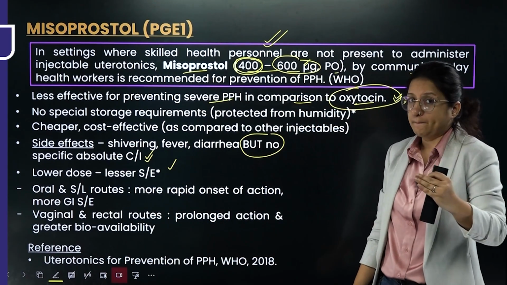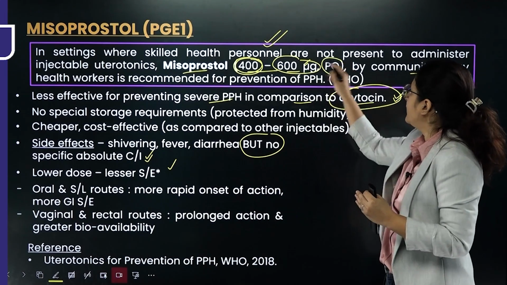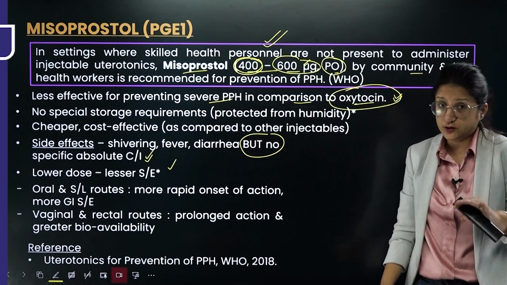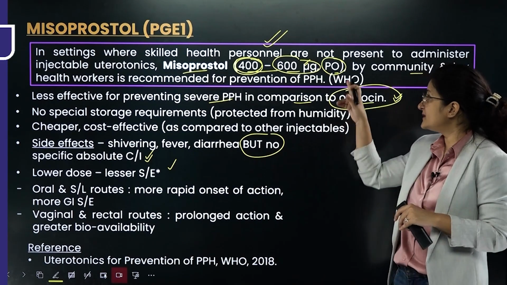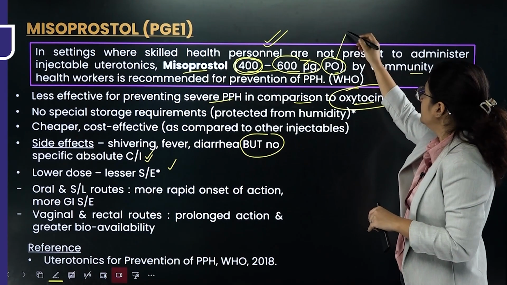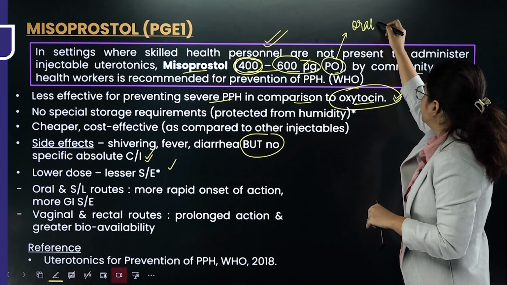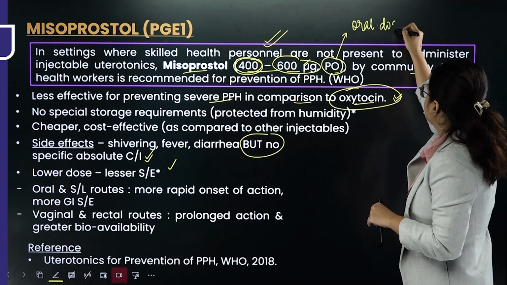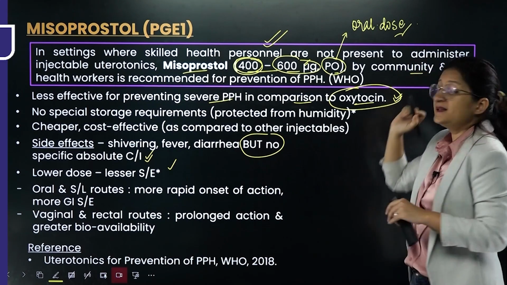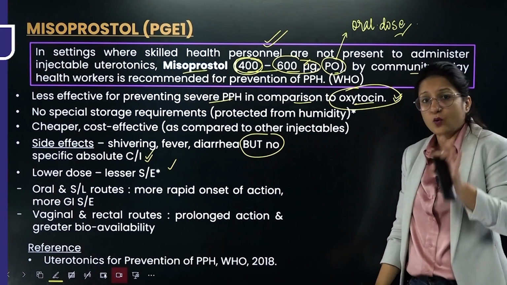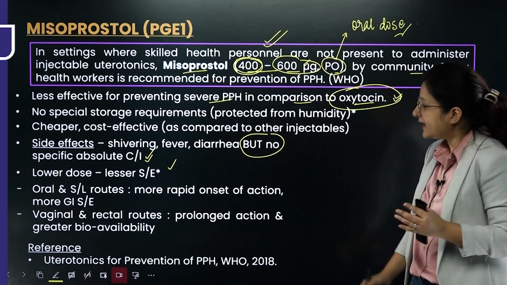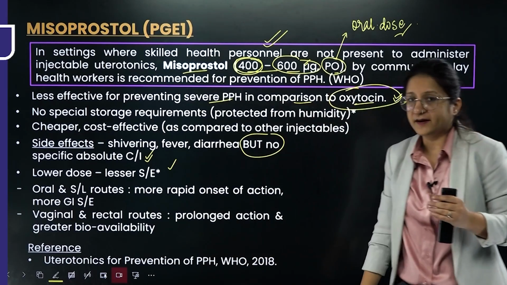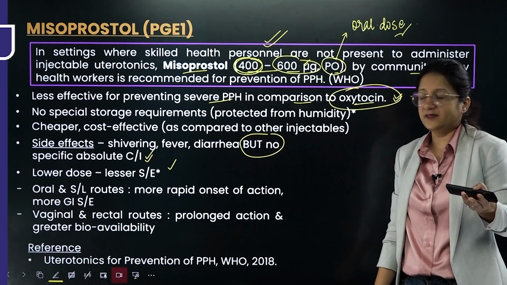So why was the PO, per oral route, recommended by WHO? The WHO in its recommendations goes on to say that the 600 microgram per oral dose is recommended. Why? Because in the studies, women most preferred the oral dose. Having said that, one can give by the vaginal or rectal route also, with that logic.